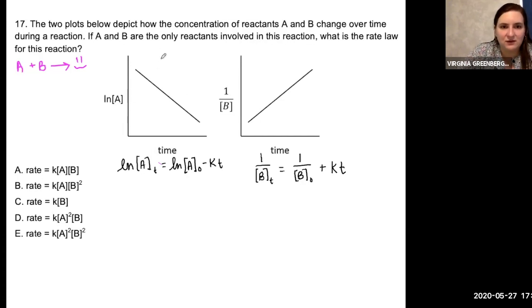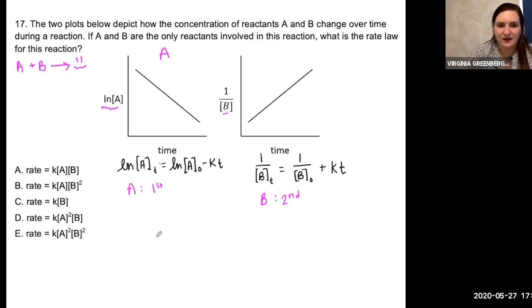So here we can see that we're looking at A. The graph that they've given us is the version where we have the natural log of concentration versus time, which would correspond to this first order integrated rate law. So A must be first order. And if we look now at B instead, we have a 1 over concentration versus time graph, which would correspond to the second order rate law. And so B must be second order.